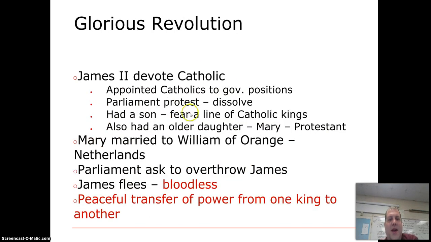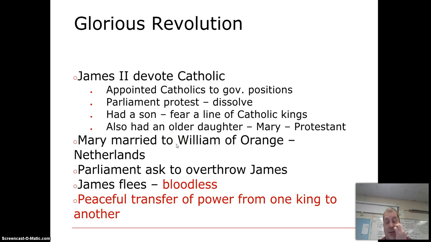James II was a devout Catholic, and Parliament protested. He appointed Catholics to government positions, and they didn't like this. He had a son, and there was a fear of a line of Catholic kings because they were tired of Catholicism by now. He also had an older daughter who was married to a Protestant, William of Orange from the Netherlands.